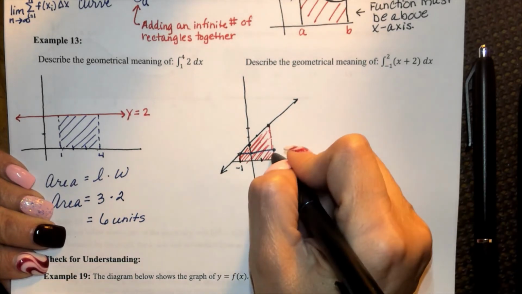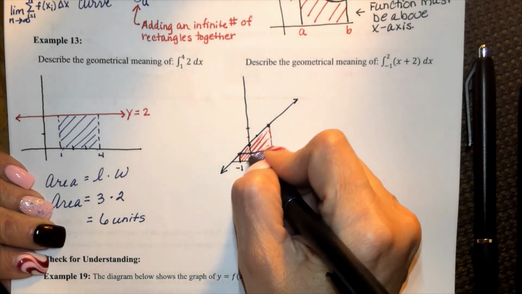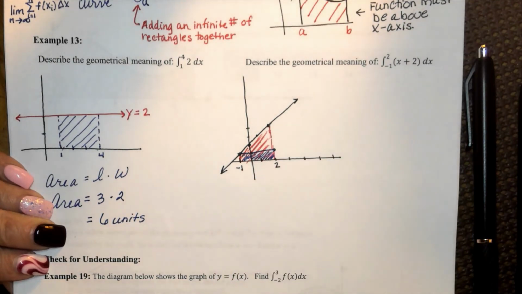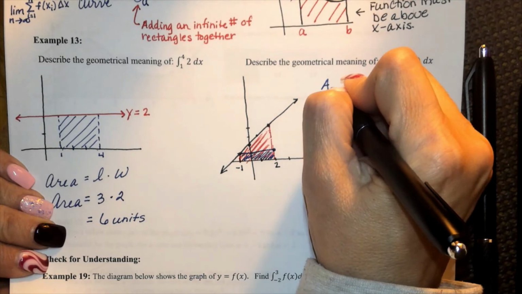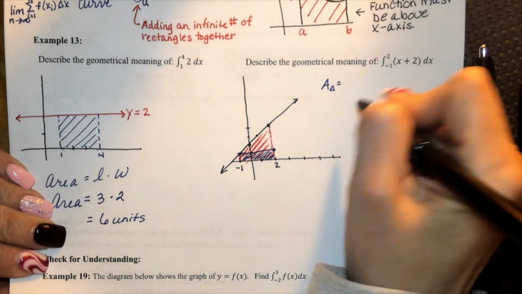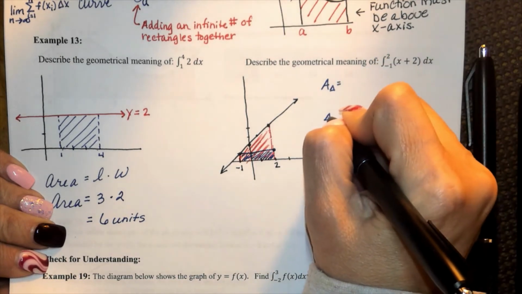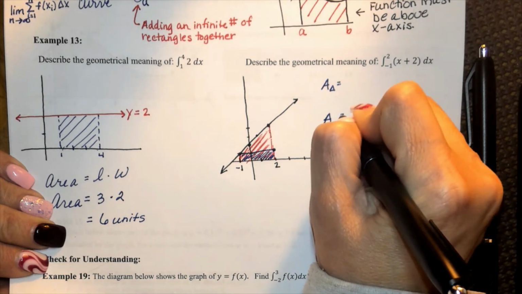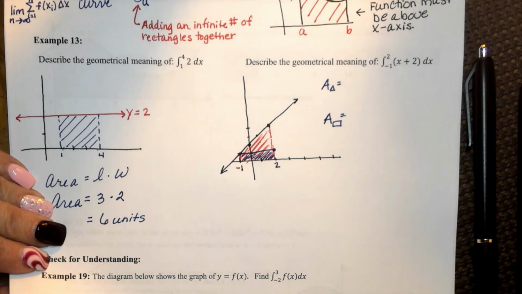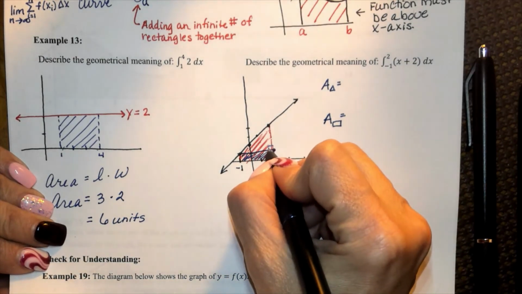And right there, I could probably find the area of that box. And hey, that's a triangle. Okay, so let's do this. Let's do the area of the triangle and let's do the area of the rectangle. I'm going to give you just a second to think about it, and then I'm going to label some things. And yes, it is a right triangle.